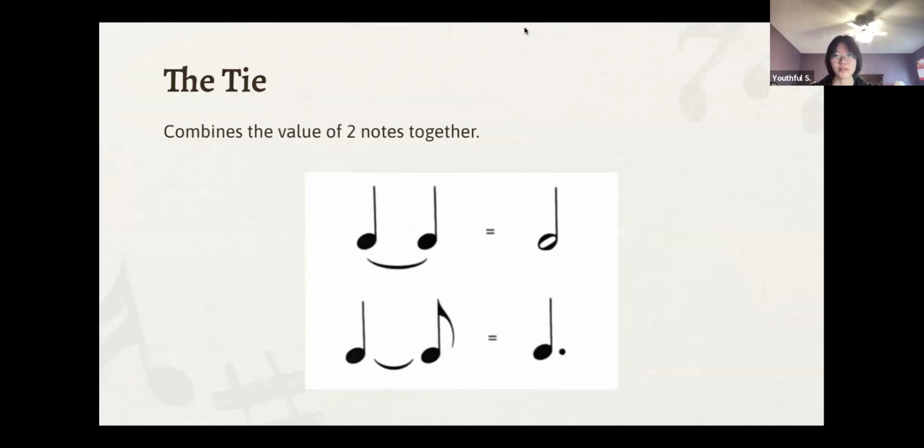Okay, and a tie. Basically, a tie combines two notes together. This is very straightforward. If you have two quarter notes and a tie connects them, then the value of the note will just be the two notes combined. So you wouldn't play this twice, you would play it only once. And then the same for this. Okay, so just some review, really simple.